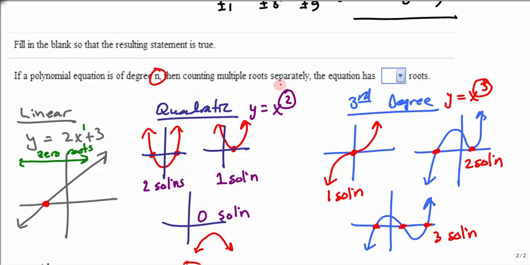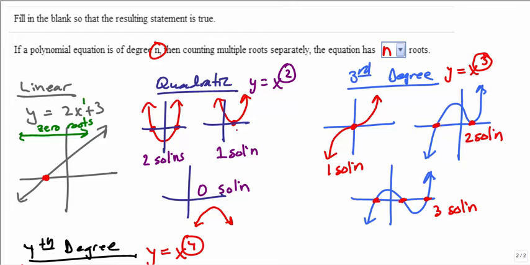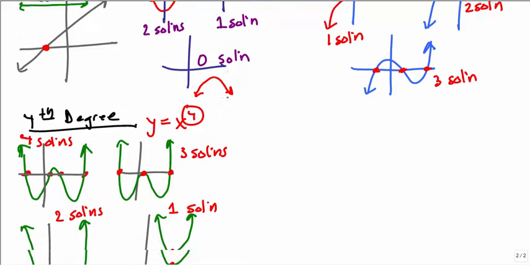Then counting multiple roots separately, the equation has n roots. So we're going to be looking at the number of roots that it has. It could have up to n roots. Now again, for where we have 1 solution here, this is actually a double counted root, so it does have 2 solutions. They just happen to be the same. So that's what it means when it's counting multiple roots.